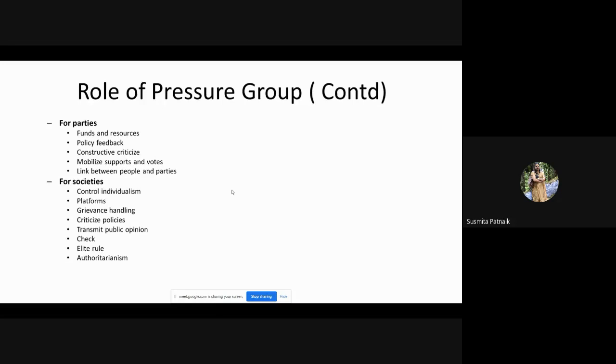Then the next one is called, it is the link between the people and parties. It ventilates the grievances of the people and it represents the parties.